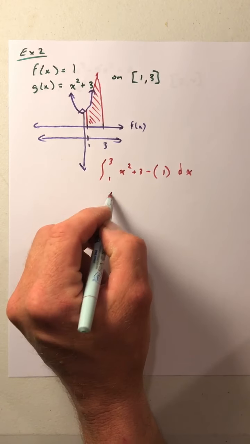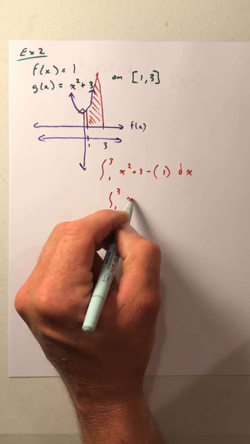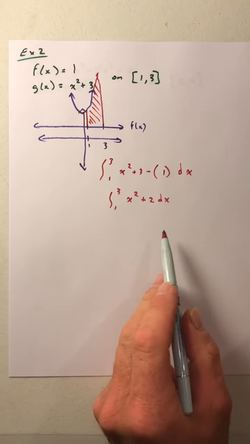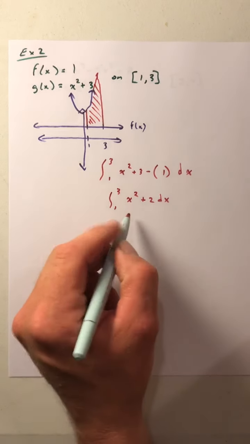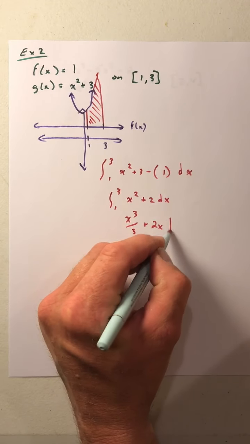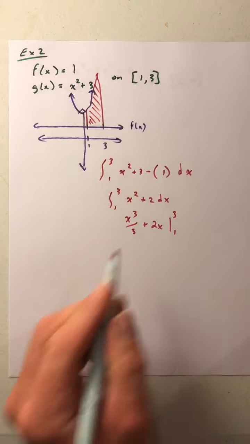We can go ahead and simplify that integrand. From 1 to 3, we have the integral of x squared plus 2 dx. We can go ahead and now integrate x squared plus 2. That gives us x to the third over 3 plus 2x from 1 to 3.